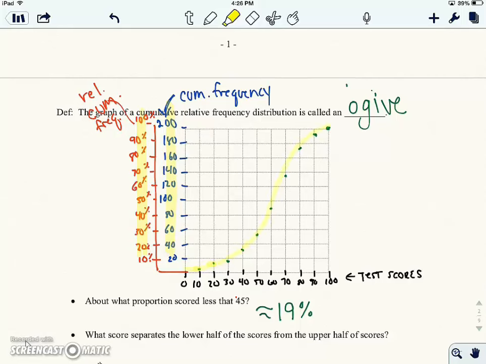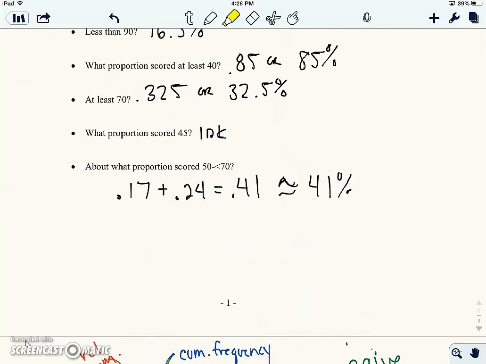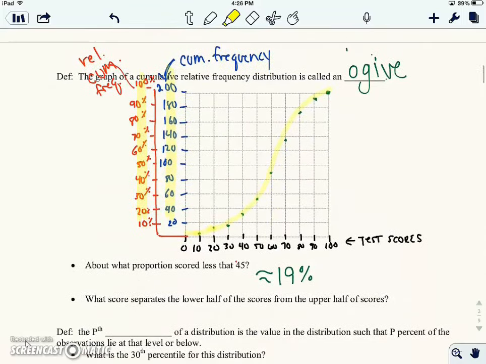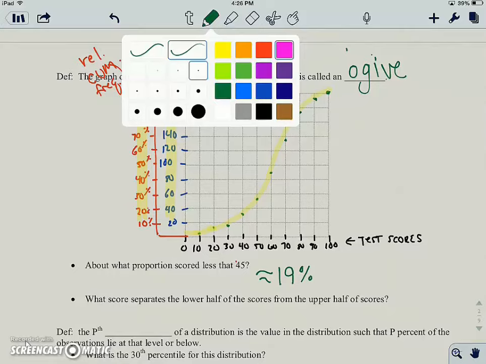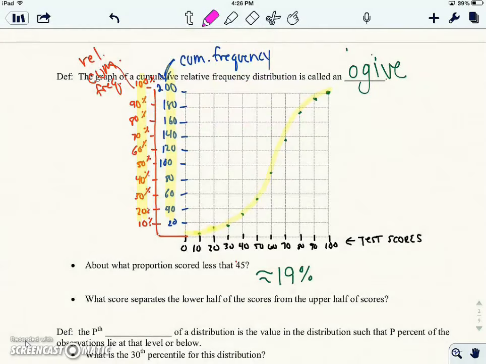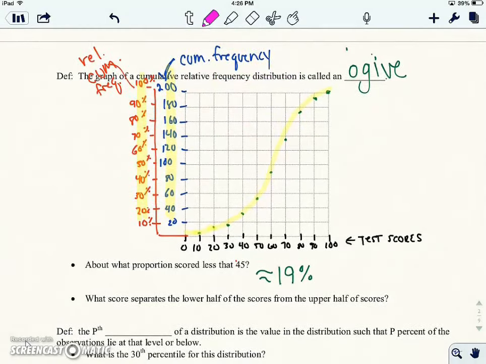And it's helpful because it can help you find those middle scores. So like over here where we didn't know what proportion scored 45, we can find that now by going to 45 and going up and over, and it looks to be about 20%, okay, or 19%. So that is why an ogive is helpful.